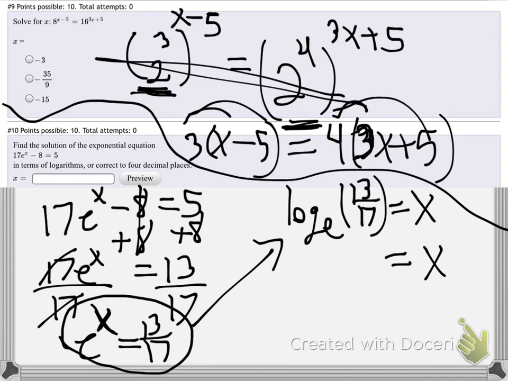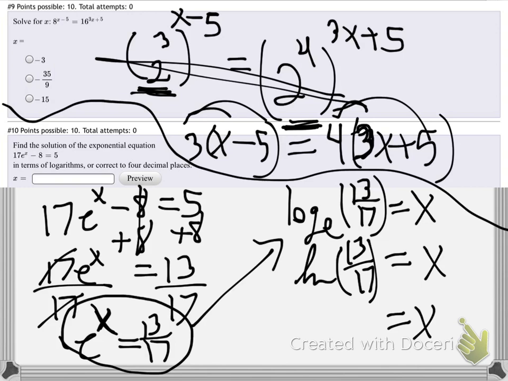Otherwise, remember that what's easier is that log base e is a special logarithm. It's a natural log. I'll put it in cursive. That's natural log, or ln, of 13 out of 17. And you just shoot that in the calculator, call it a day.